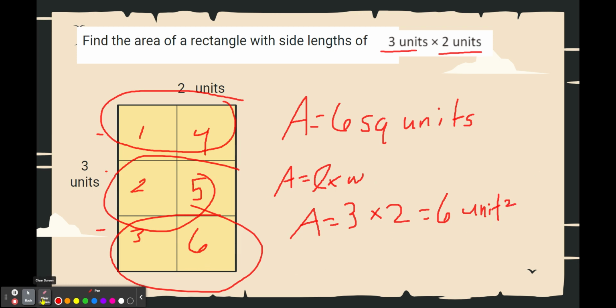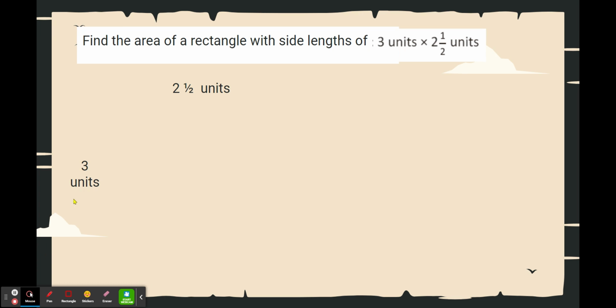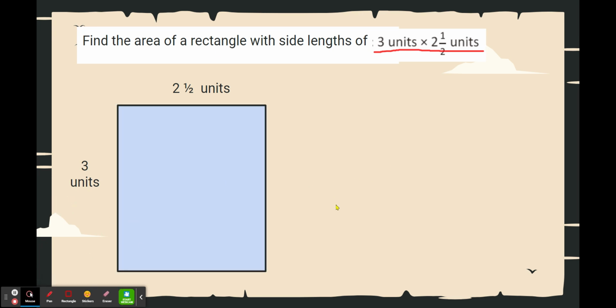Now let's go ahead and take a look at one more problem. Now, what if I have a rectangle that has side lengths of 3 units by 2.5 units? So let's go ahead and take out a rectangle. So here's my rectangle. It is 3 units by 2.5 units. So there's my 1 square unit. I need to go ahead and fill in 3 rows. And now let's go ahead and fill in my second row.